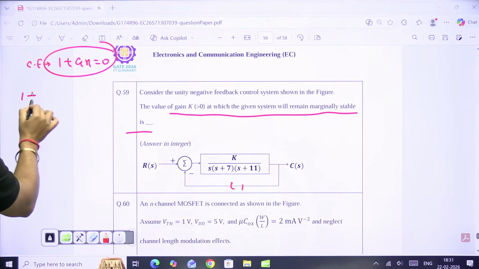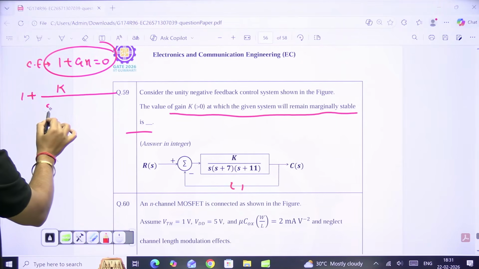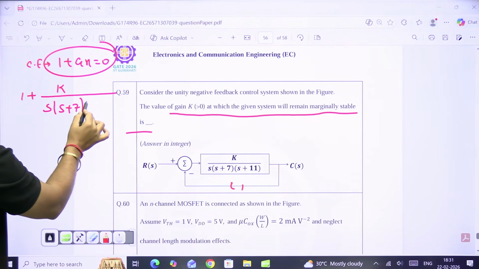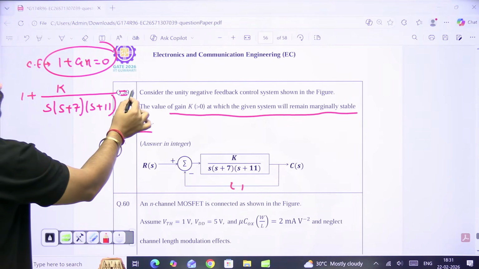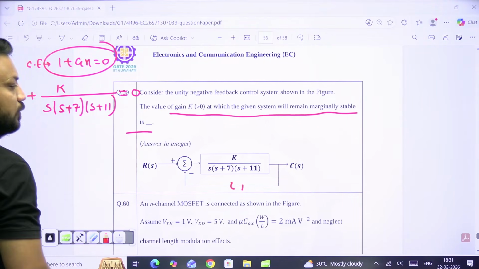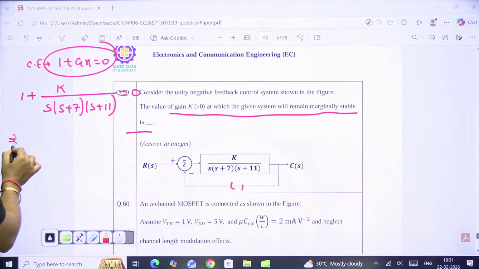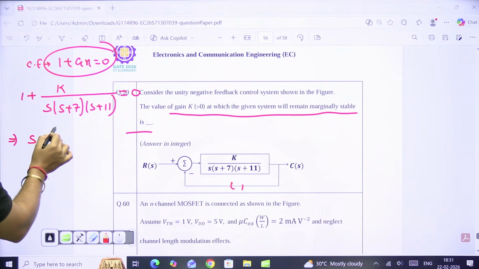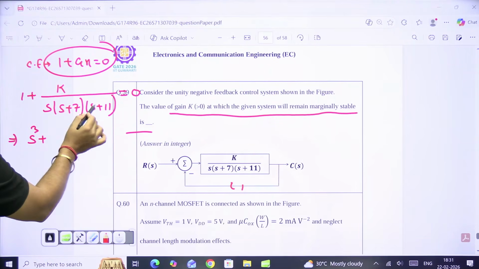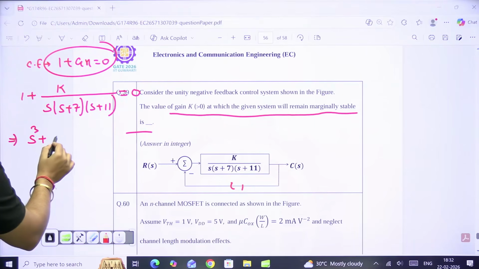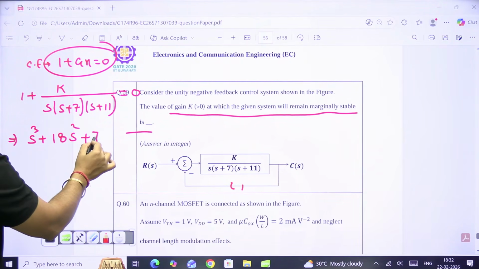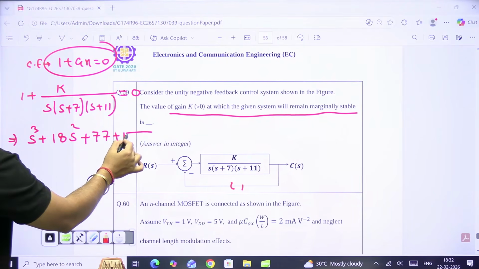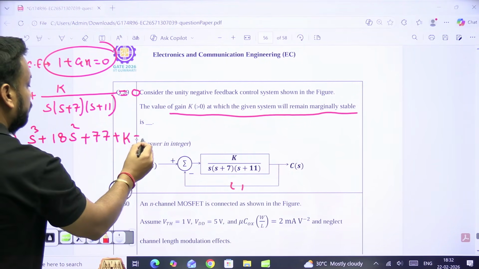So when you will write this value, you will get 1 plus K upon S into S plus 7 and S plus 11. K upon S into S plus 7, S plus 11 is equal to 0. Equal to 0 you will get? Yes sir. Now student, when you will take the LCM, here you will get what? Tell me, you will get S cube plus 11. Here is S square plus 11S plus, so when you will do this you will get 18, I think 11 plus 7, yes sir, 18. You will get 18S square. Okay, then next 11 7 ja 77 plus K equal to 0 guys, plus K equal to 0.